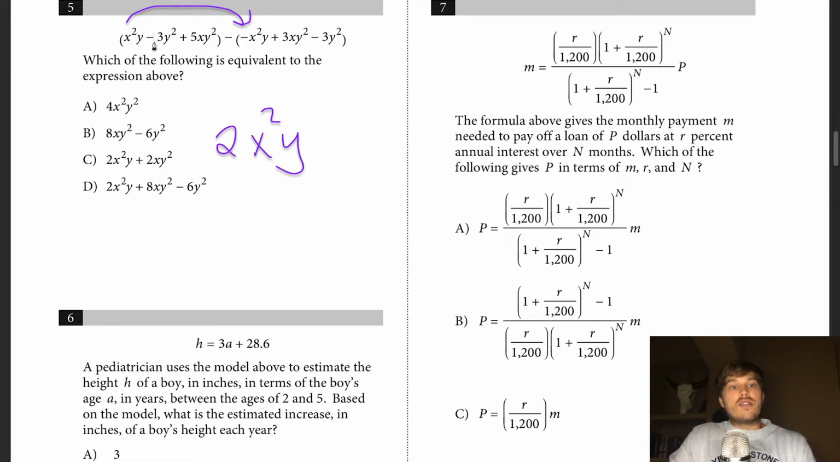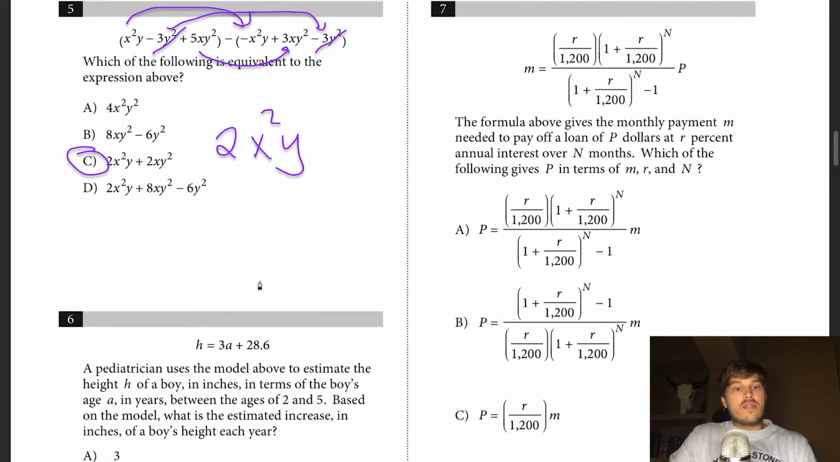This minus 3y squared will match up with this minus 3y squared, and they'll actually cancel since they're being subtracted. And then lastly, we have the 5xy squared and the 3xy squared. They're being subtracted, and you're going to get a positive 2xy squared, making the answer C.